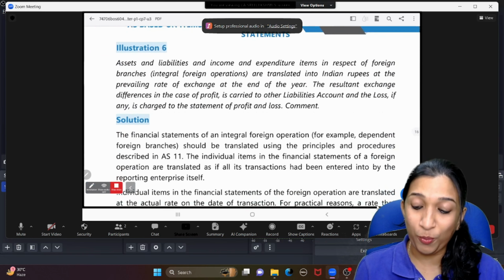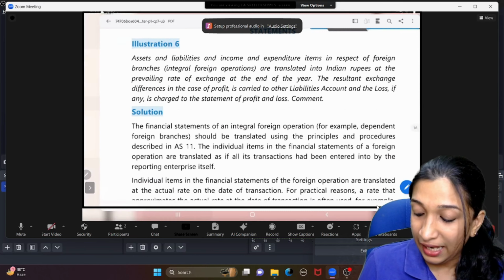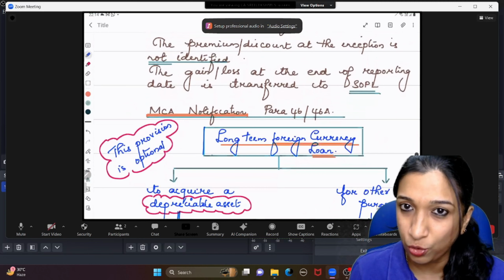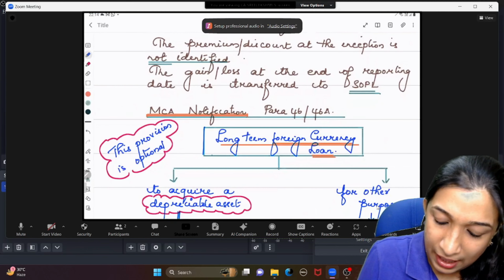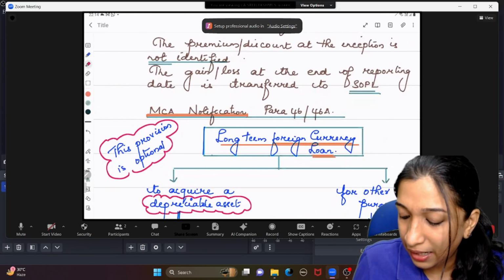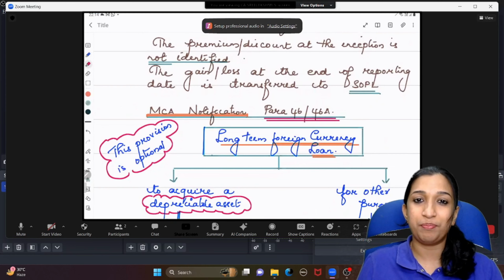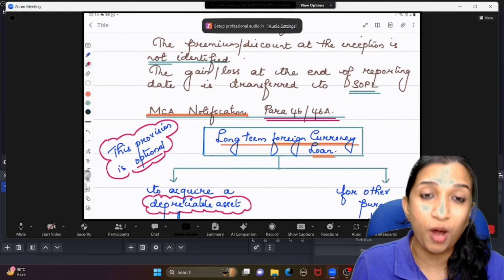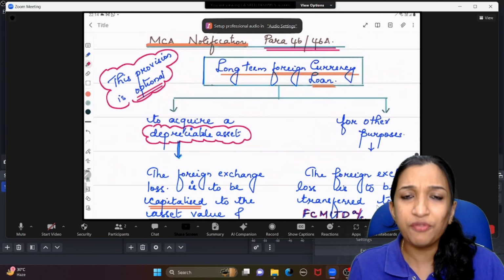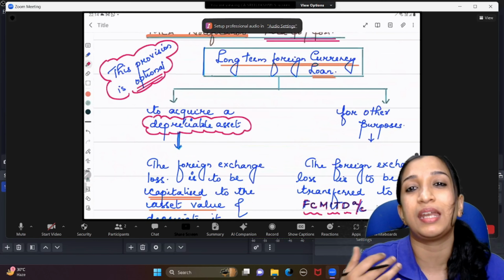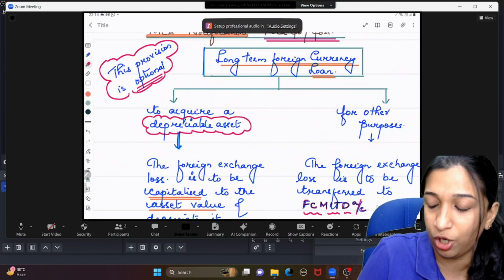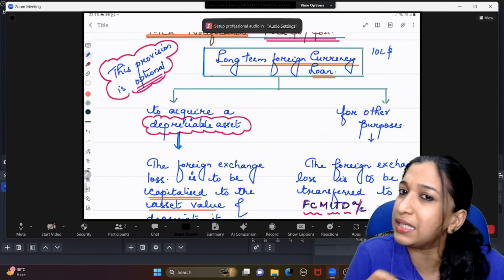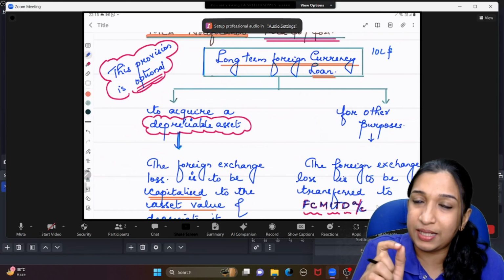Understood, hopefully. Now there is one more last area which we should not miss when you do AS 11. That is the MCA notification, paragraph 46A, which is applicable to companies, corporates, and is an optional provision. Say, for example, you have taken a long-term foreign currency loan of $10 lakh. A long-term foreign currency loan is a monetary item.